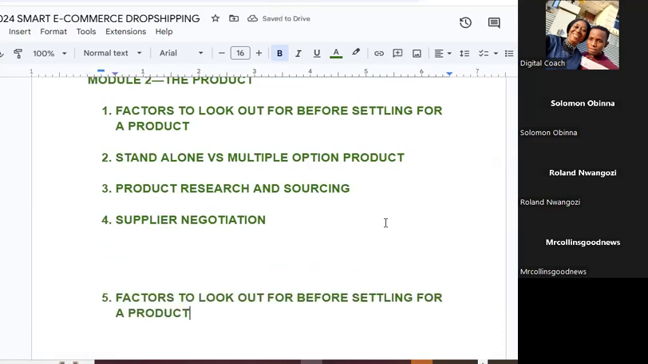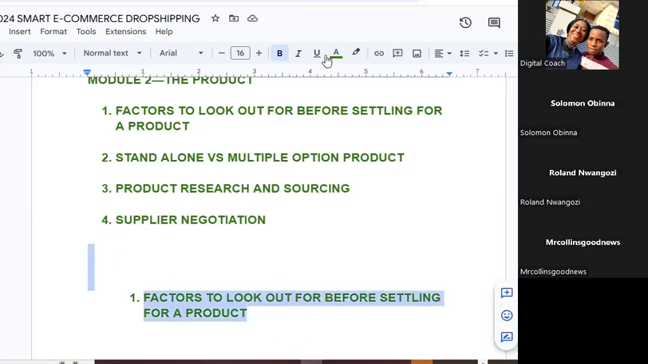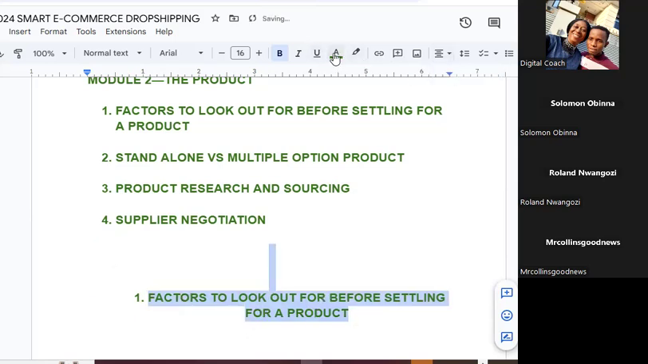If it's a wristwatch you want to sell now, what makes you feel that you should sell a wristwatch? What makes you feel that wristwatch will actually sell? Okay, so there are some factors you need to look out for before settling for which product to sell. And I'm going to treat that now. Now, the first factor to look out for, the product should have a clear use case.